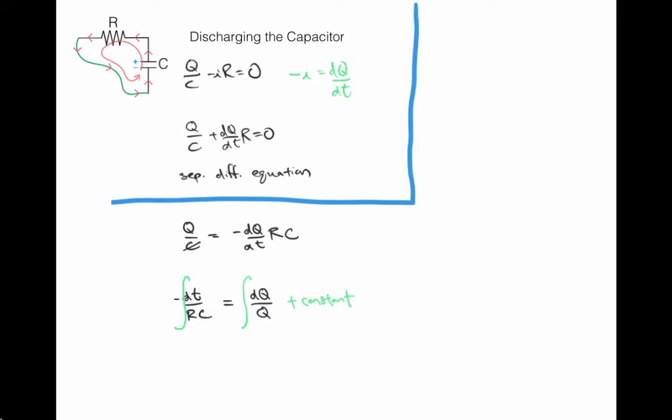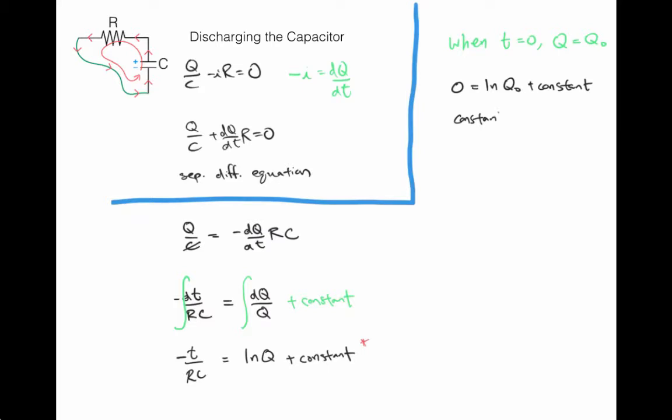Integrating yields minus t over RC is equal to ln of Q plus a constant. Now to find the constant term. At t equals 0, the capacitor has some initial charge, and I'm going to call that Q naught. Making these substitutions into the equation with the red star gives me 0 is equal to ln of Q naught plus a constant. And rearranging, I have constant is equal to minus ln of Q naught.